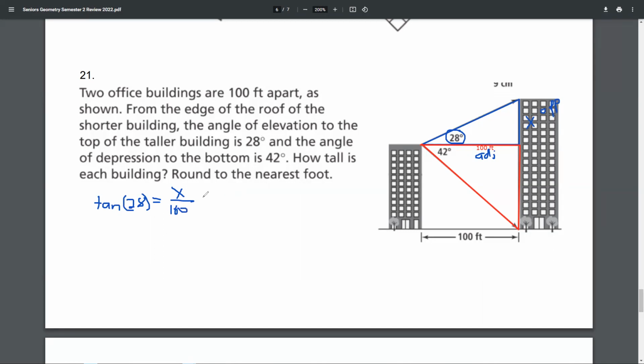And now I can multiply both sides by 100 to solve for x. That cancels. Now I have 100 times tangent 28 equals x. I put that in my calculator. It says round to the nearest foot. So let's do that. So 100 tangent 28, and I get approximately 53 feet.